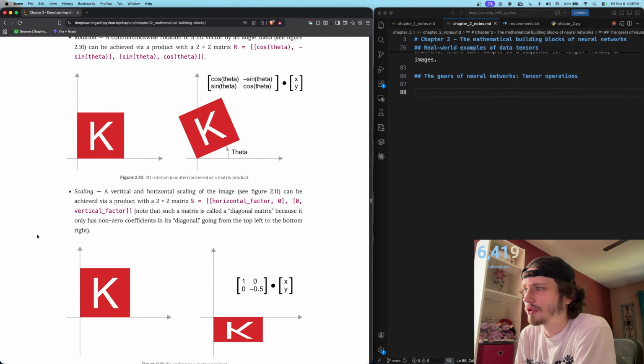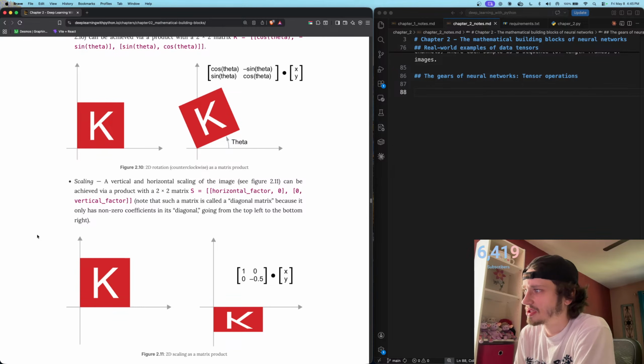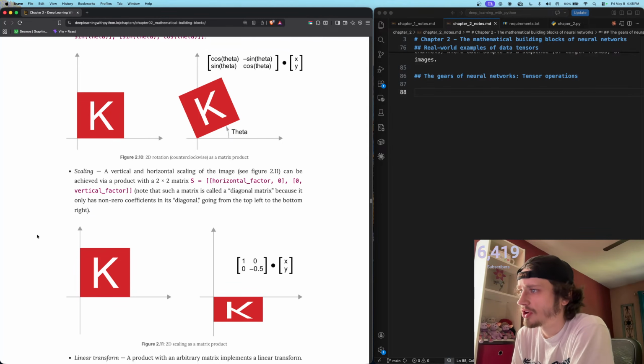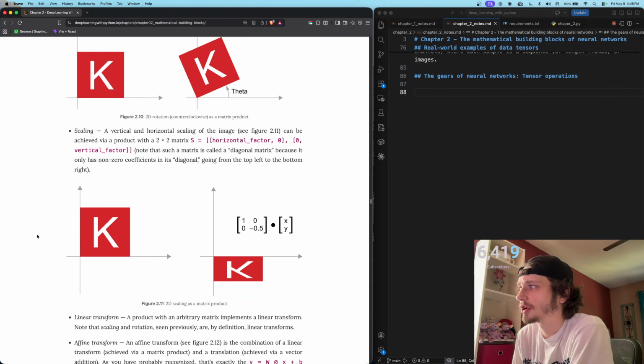Scaling. A vertical and horizontal scaling of the image, see figure 2.11, can be achieved via a product with a 2 by 2 matrix S, where the first row is horizontal factor, 0, and the second row is 0, vertical factor. Note that such a matrix is called a diagonal matrix because it has only non-zero coefficients in its diagonal, going from the top left to the bottom right.